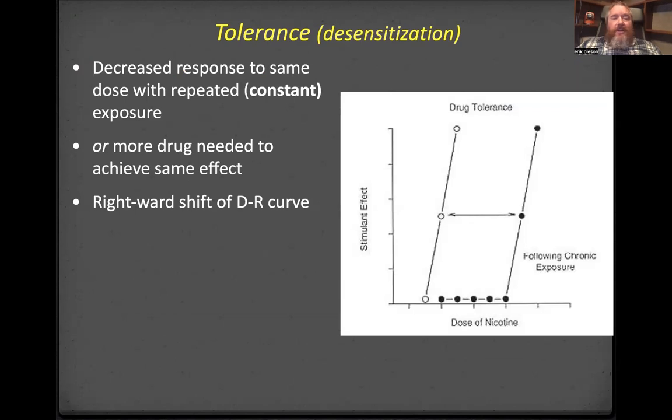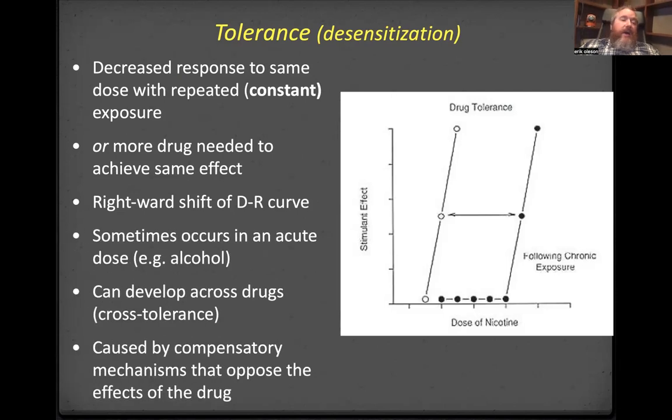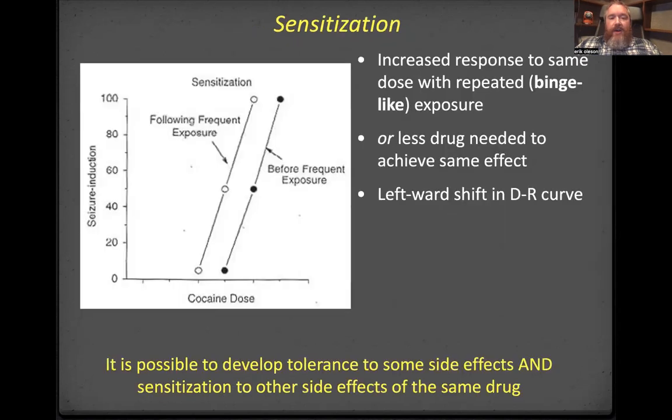For desensitization, you see decreased response to the same dose with repeated or constant exposure. More drug is needed to achieve the same effect over time, and generally you would see this as a rightward shift of the dose response curve. This can occur even within an acute or daily or short-term setting and can occur across drugs. I have personally shown that you can get cross tolerance between cannabinoids and opioids, which is, I would say, a point of concern. But anyway, this is commonly caused by compensatory mechanisms that oppose the effects of the drug.